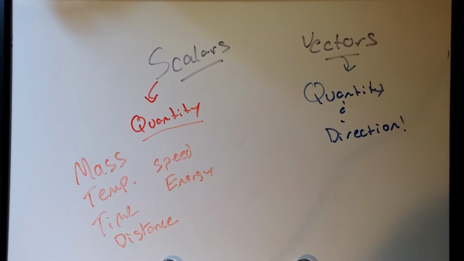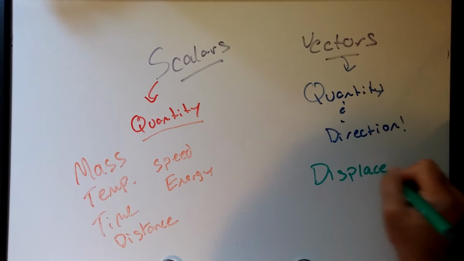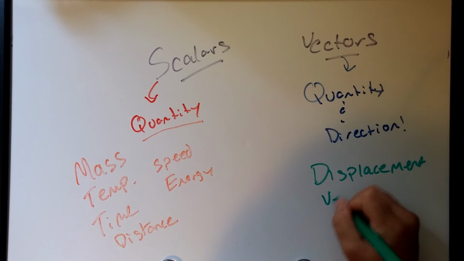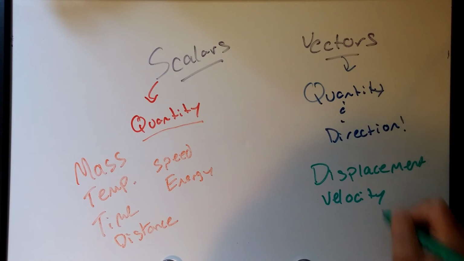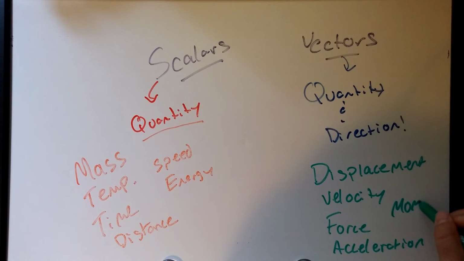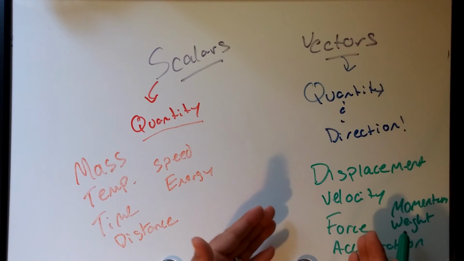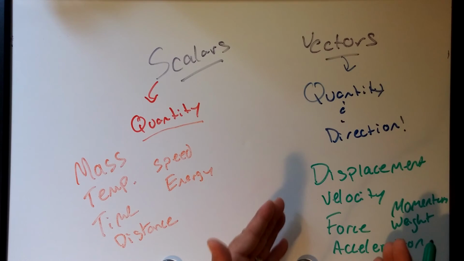Whereas with vectors, the quantity is not enough. For example, we could have things such as displacement, or velocity, or force, acceleration. We have others in here like momentum, and weight. There's many more. We'll get into them throughout the year. These need directional information for it to make sense.